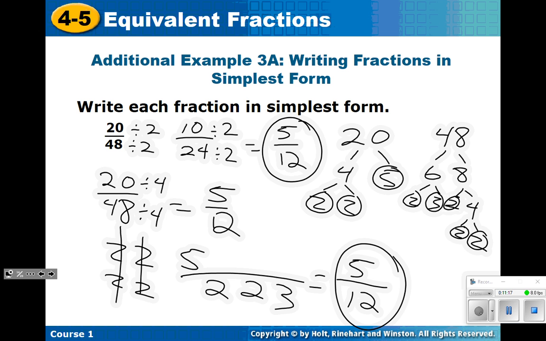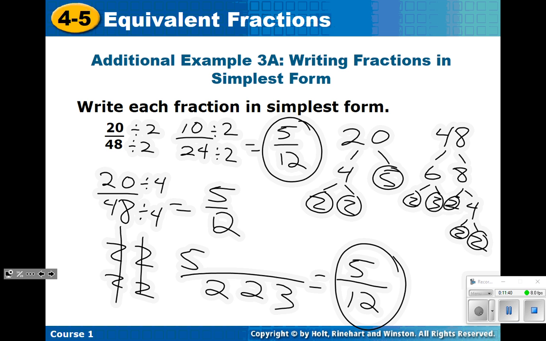Okay? I just used multiplication to find simplest form. Yes, but on a reduced scale, a much reduced scale.